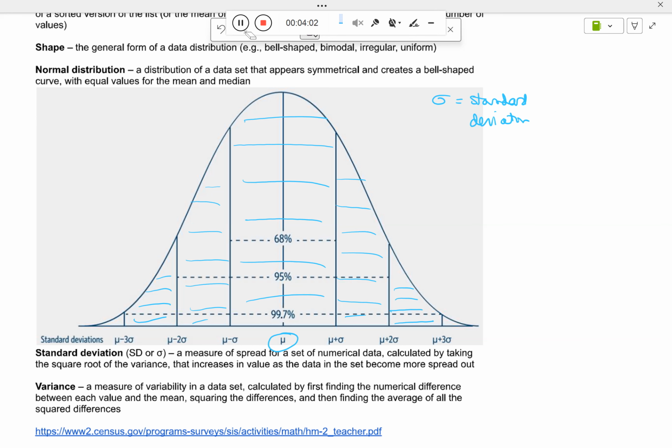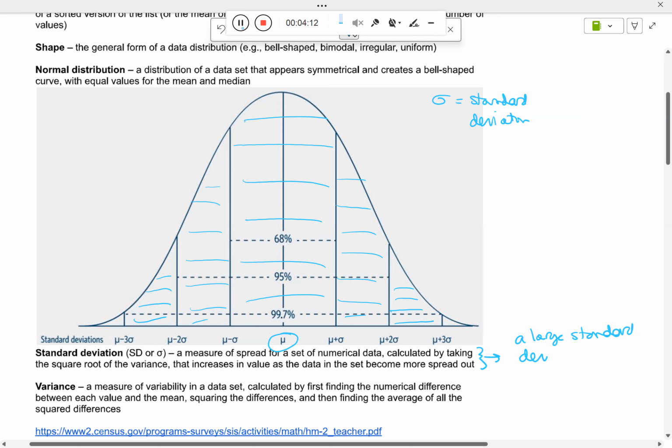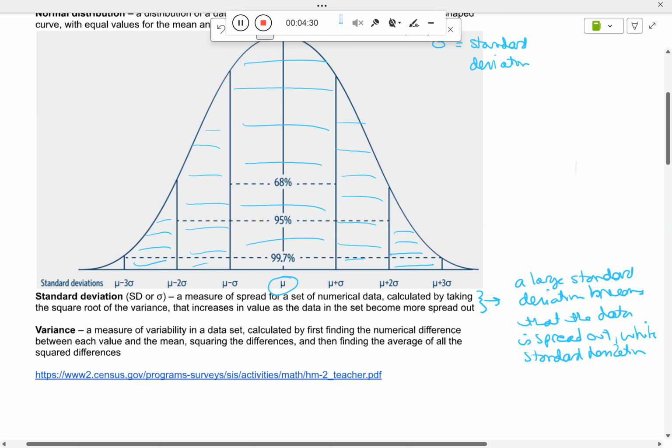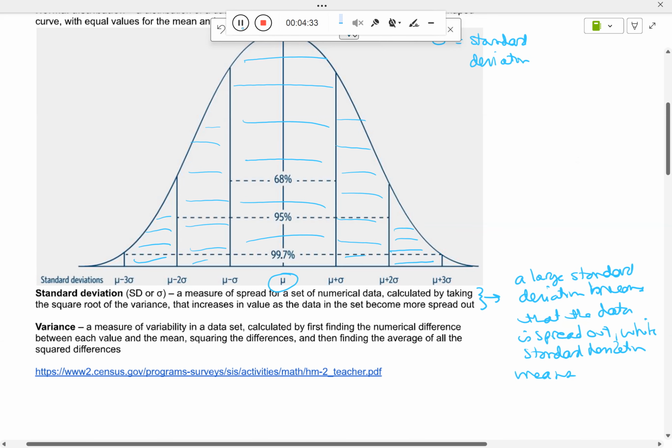So with this fairly fancy definition, there's a few things I want you to take away. The biggest is a large standard deviation means that the data is spread out, while a small standard deviation means that the data is consistent or grouped towards the center.